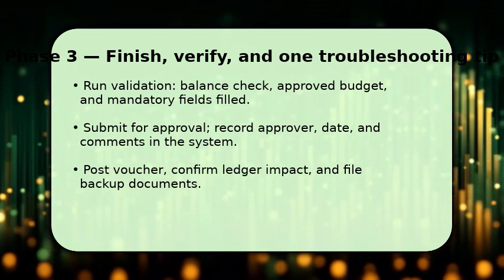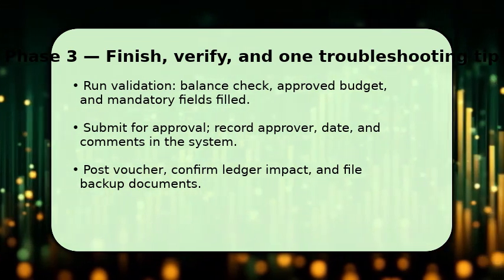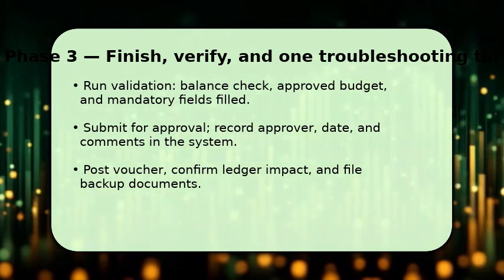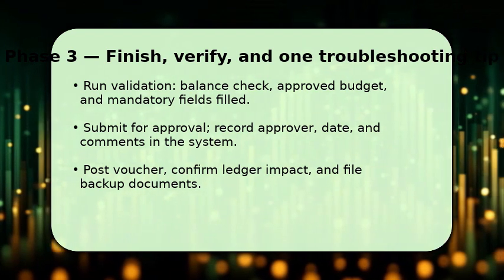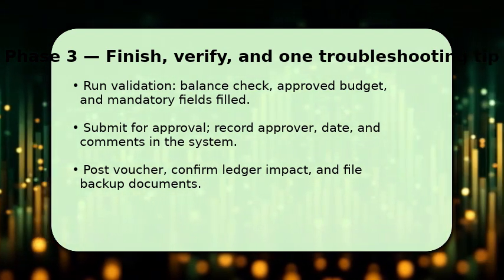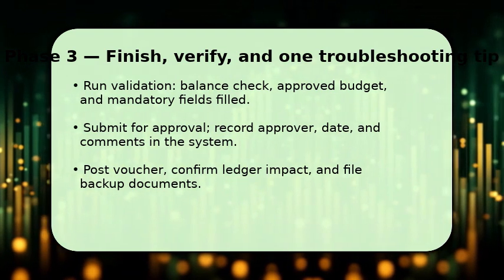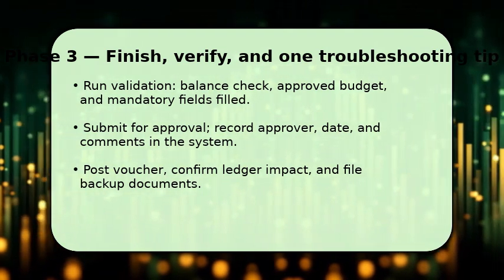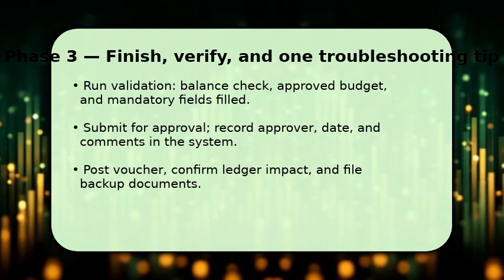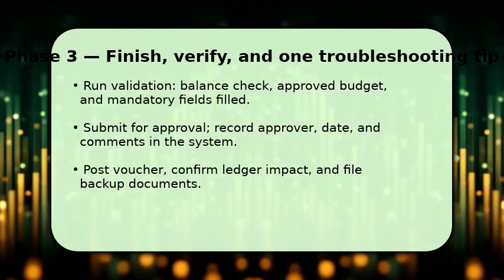After approval, post the voucher to update the ledger and verify the journal impact on balances and reports. If something goes wrong, if totals mismatch, stop, trace the line items, and reopen the voucher to correct the specific GL allocations before reposting.